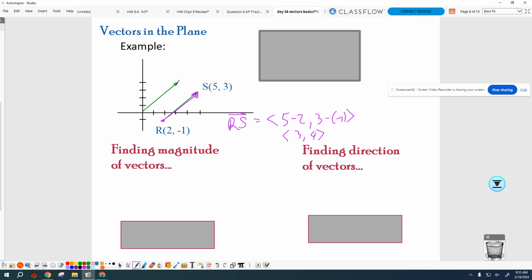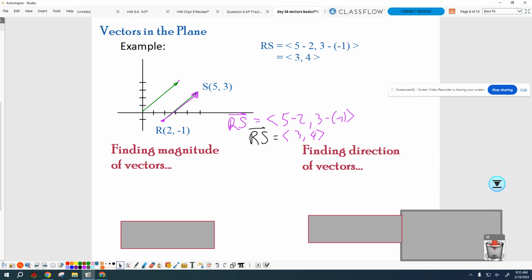Yes, sir. I have a question. The thing that you wrote up right next to RS, can you read that out? 5 minus 2, so the ending x value minus the beginning x value, comma, ending y value minus starting y value. 5 minus 2 is 3. 3 minus negative 1 is 4. So the actual RS vector is 3, 4 with the little carets. Yep, ending point minus starting point. Which is right there.